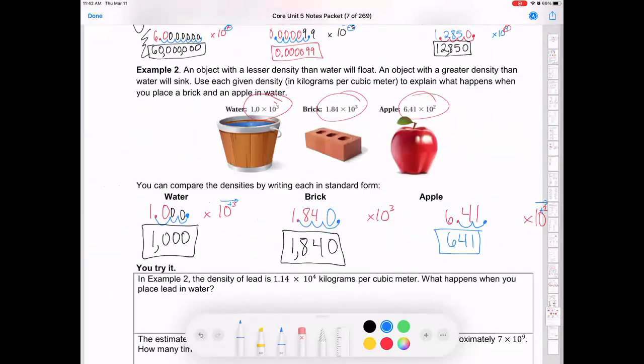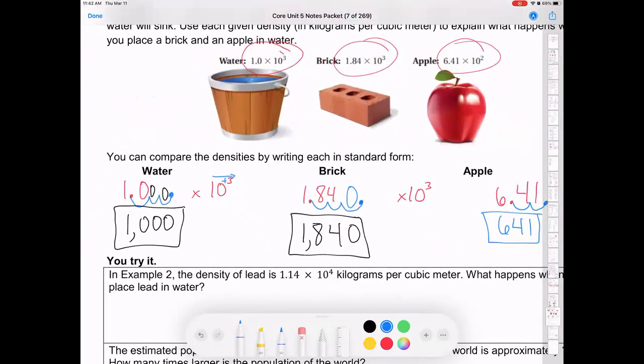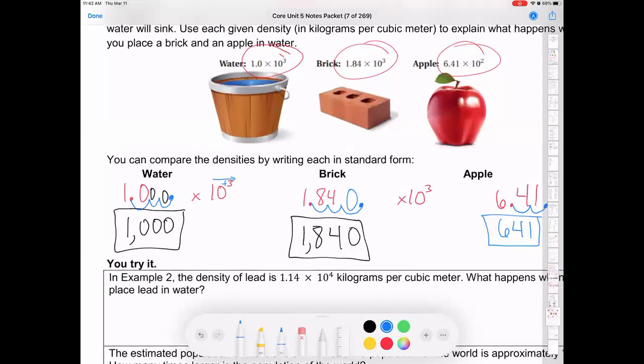And so what we're going to do next is compare the densities. Notice how the brick value in standard form is larger than the water density, that's where we see it sink. Okay. Whereas the apple one is smaller, so that's why it floats. All right. Any questions at all on example 2?